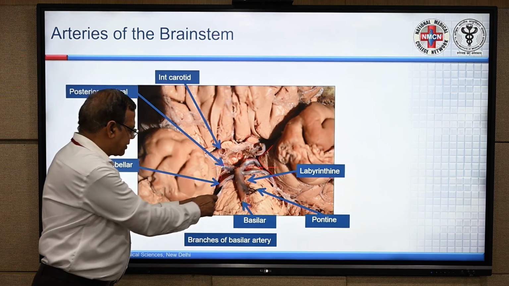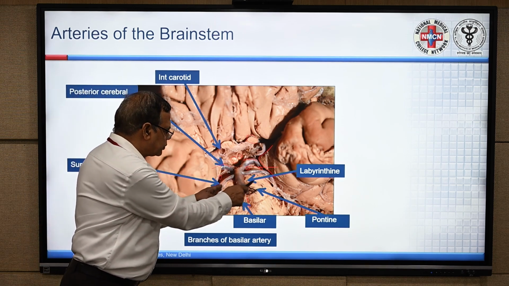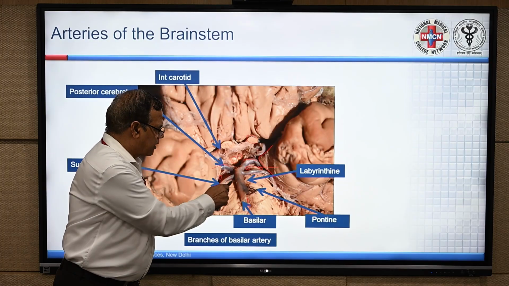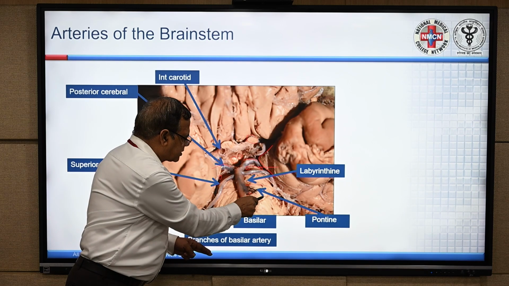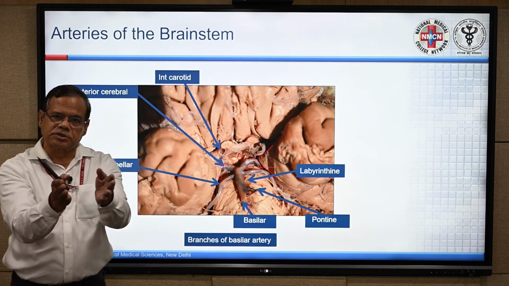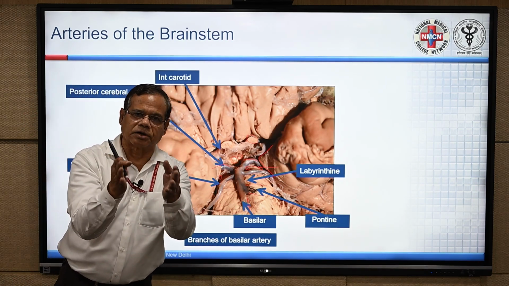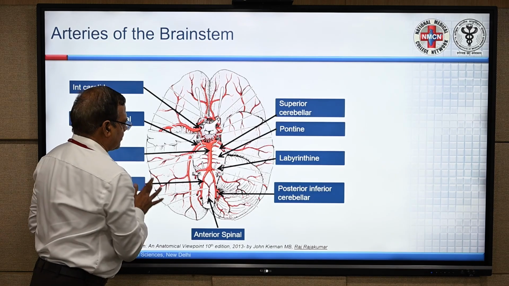The basilar artery gives branches to the anterior surface of the pons. It gives certain long branches which go on the posterior surface to supply the posterior surface of the pons.